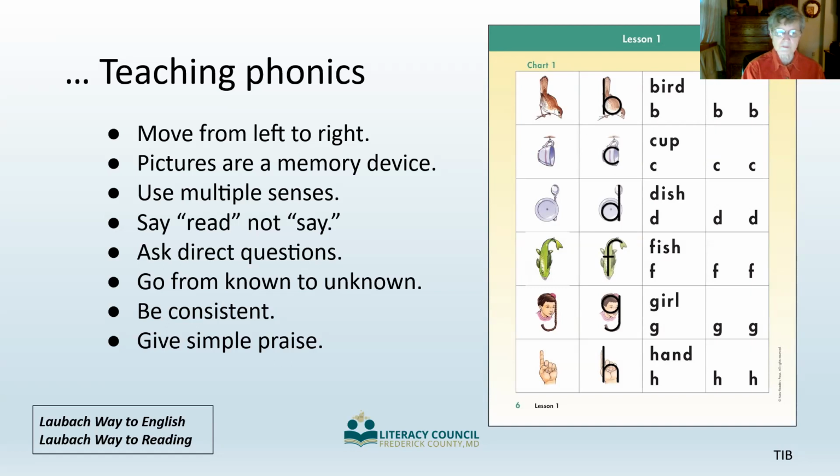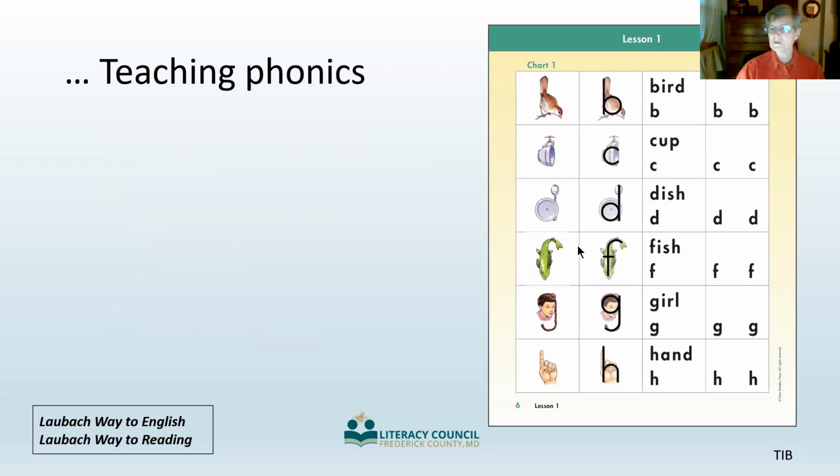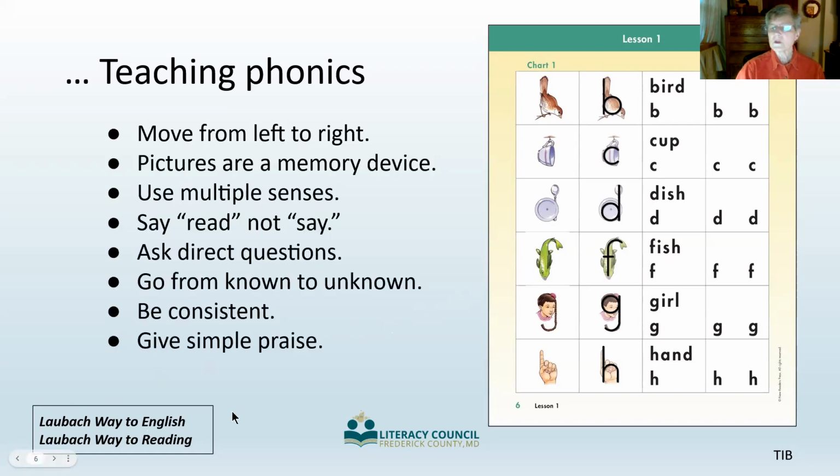So use direct questions. If your student makes a mistake, go back to the known. In this case, the known would be the pictures. If we were doing the story that went with this, like we did with the Russian, going back to the known was going back to the chart and also maybe the picture when we were reading the story. Be consistent. Use the same words each time to elicit a response, and as few words as possible, so the student doesn't need to spend a lot of time trying to figure out what it is you're asking them to do and can concentrate on what the response should be.